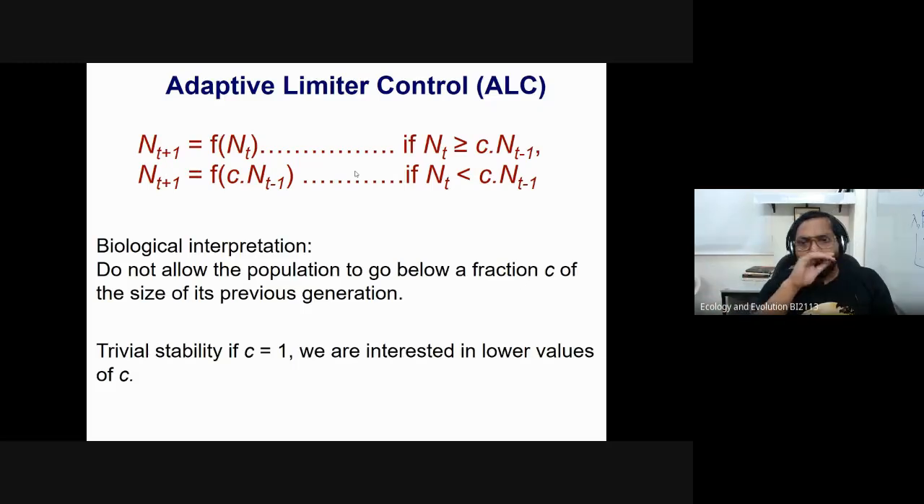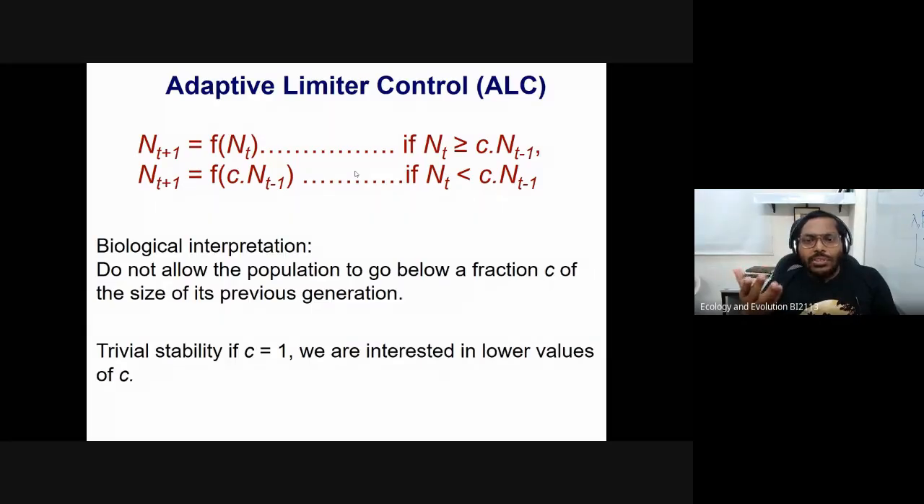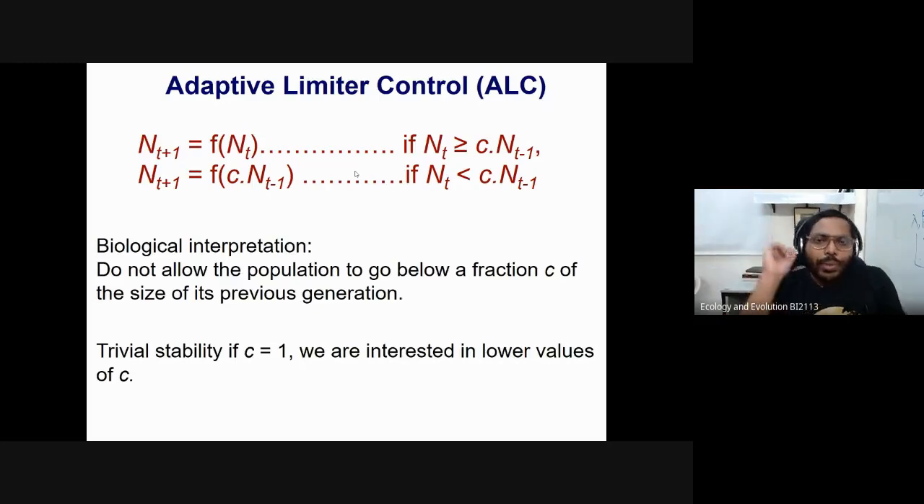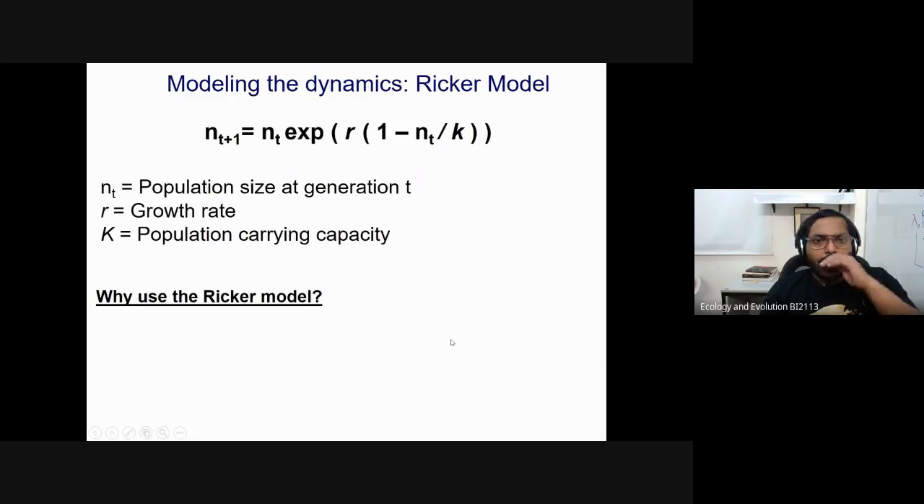That's it. Now, as you can see, if I set C equal to 1, then I'm saying that each generation size will be brought to a particular value, which is trivially stable. But that is not of any interest. So we are actually interested in much lower values of C, and we want to see whether those lower values end up getting stability or not. So we decided to study that.